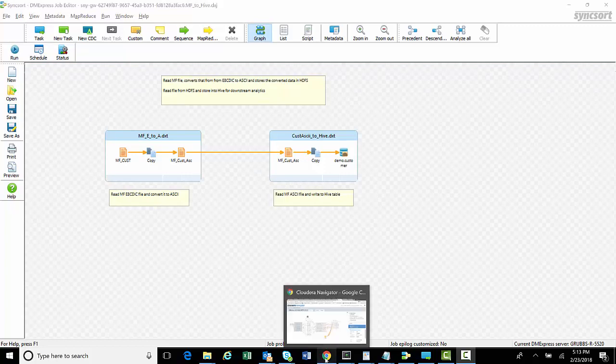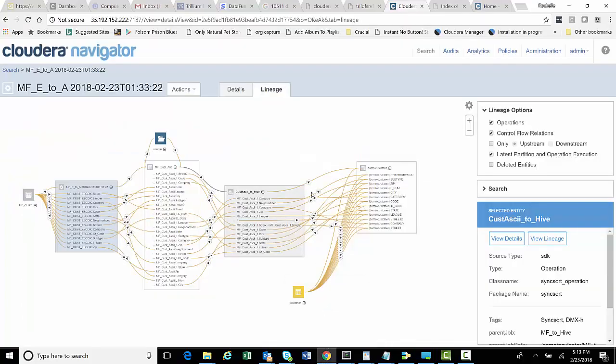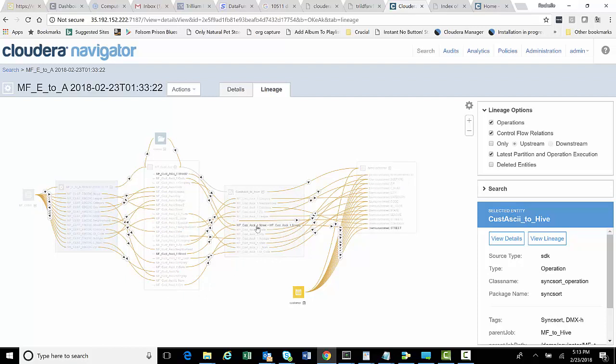So now once we've run this data, we can take a look at what happens on the Cloudera Navigator side. So here in Cloudera Navigator, we have the entire job flow that we were looking at in the job editor. Instead, we're seeing that information in Cloudera Navigator. And here we have our mainframe customer file, all of the dmx-h fields that we had looked at and we had operated on that were contained in our dmx-h file, the ASCII file and all of its fields, which you can see expanded here, and then of course our transformation.